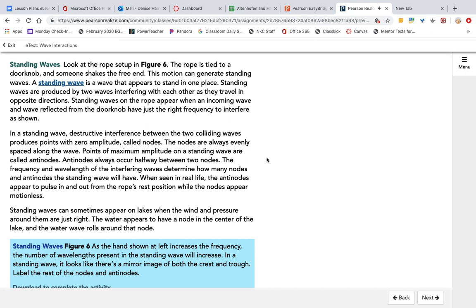When seen in real life, the antinodes appear to pulse in and out from the rope's rest position, while the nodes appear motionless. Standing waves can sometimes appear on lakes when the wind and pressure around them are just right. The water appears to have a node in the center of the lake, and the water wave rolls around that node.